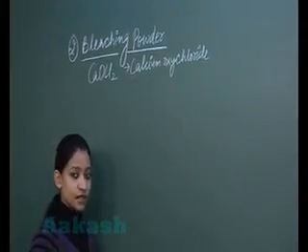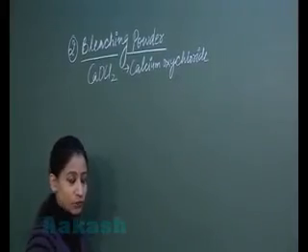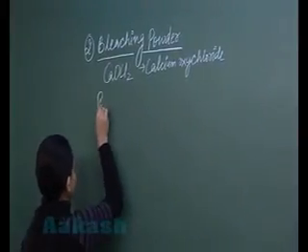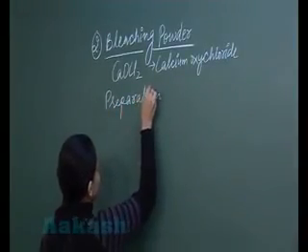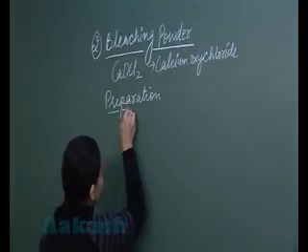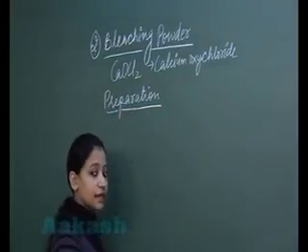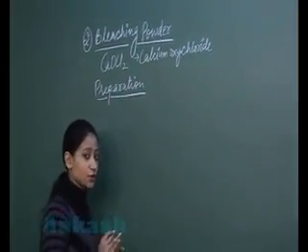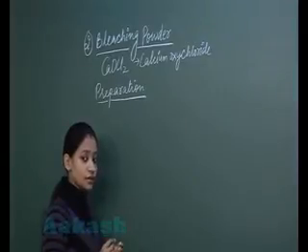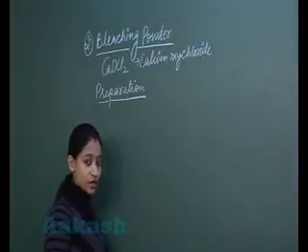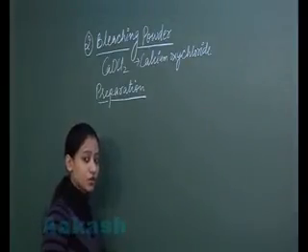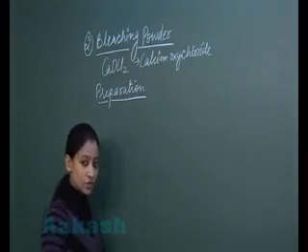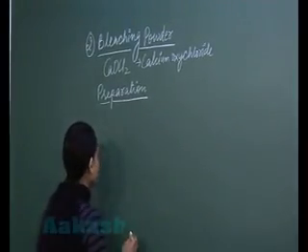First of all, let us study about the preparation of bleaching powder. Students, bleaching powder is prepared by the action of chlorine gas, which is obtained by the electrolysis of sodium chloride. As you remember, upon the electrolysis of brine solution we get chlorine gas. So this bleaching powder is obtained by the action of chlorine gas on dry slaked lime. Let us see the reaction.